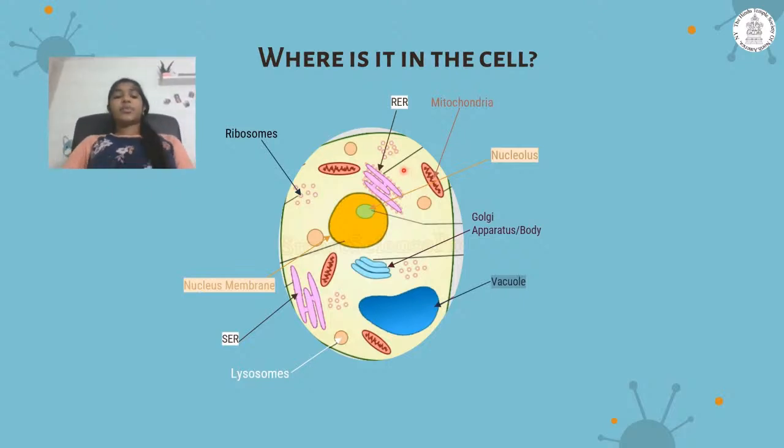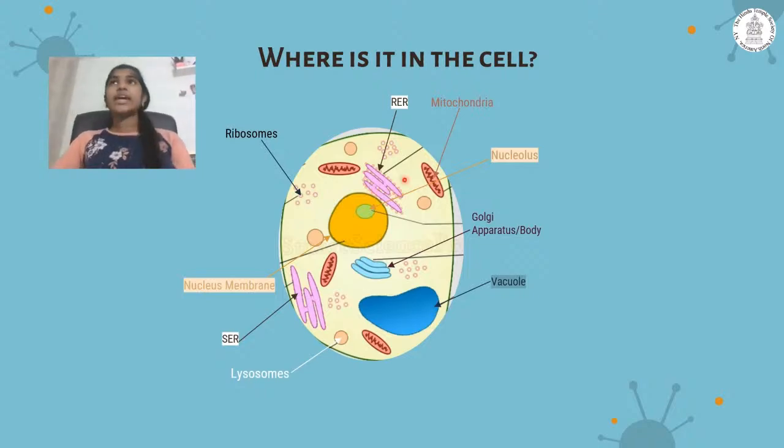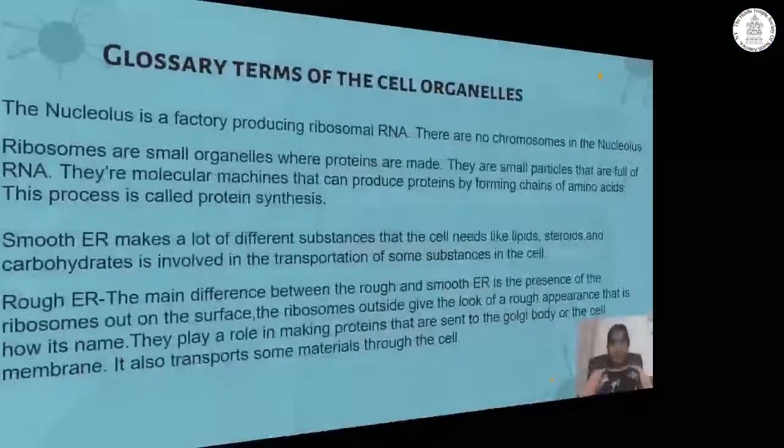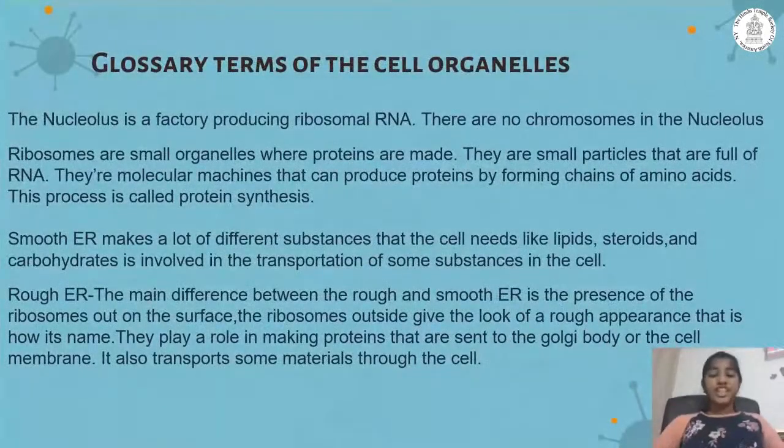So what's the difference between these two endoplasmic reticulums? Well, the rough ER has ribosomes on the surface, giving it a rough appearance. Glossary terms of the cell organelles. Let's start off with the nucleolus. The nucleolus is a factory producing ribosomal RNA.